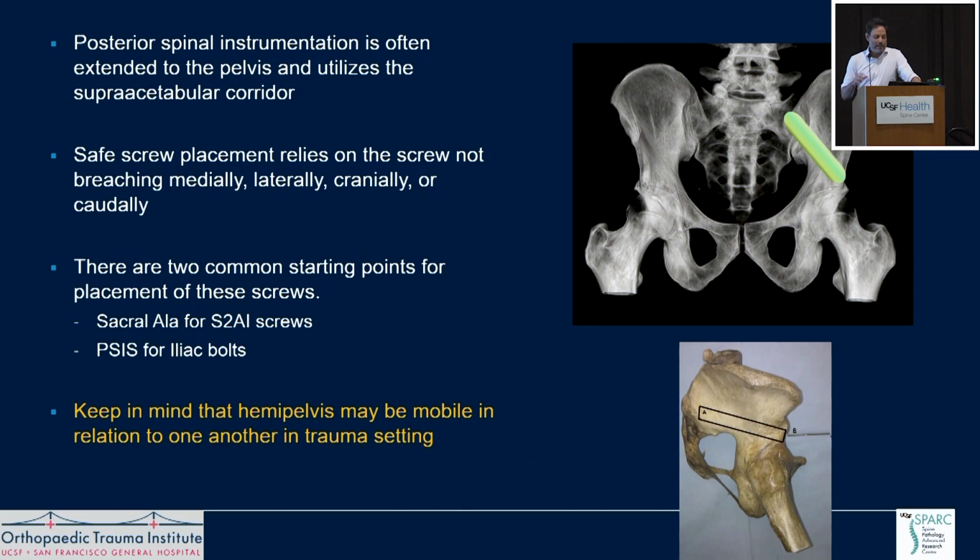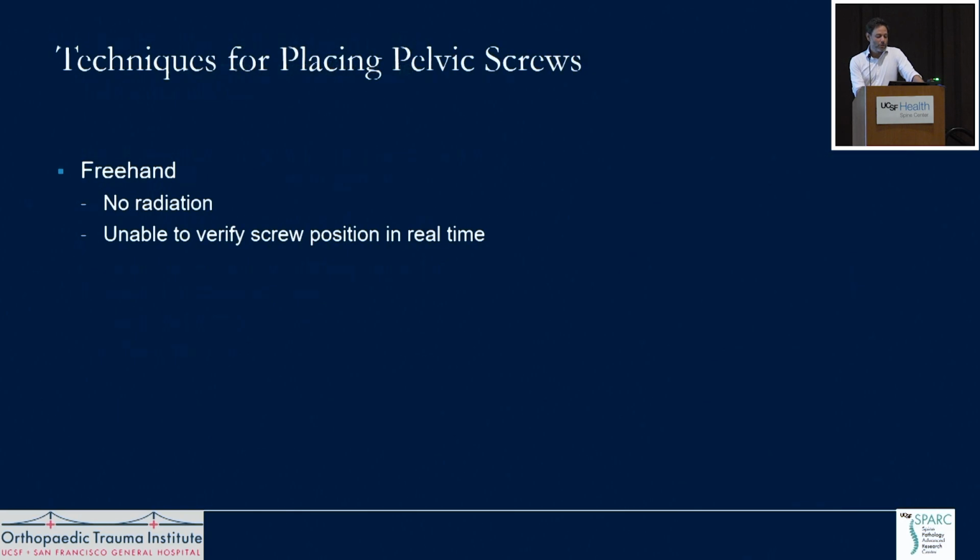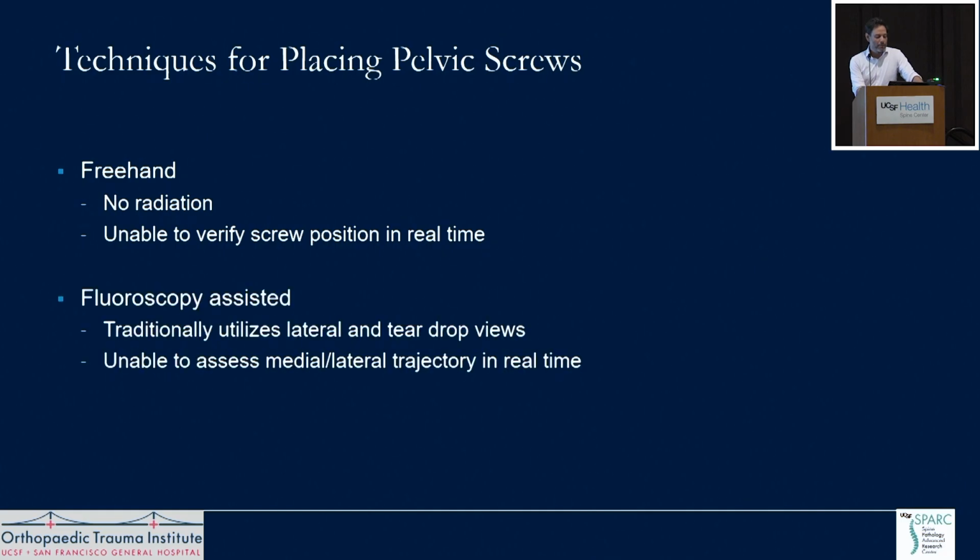But in the trauma setting, we need to keep in mind that the hemipelvis may be mobile. They may be mobile in relationship to one another when you're putting these screws in. So the different options that we have are freehand. It's radiation free. You're palpating for the greater trochanter. You don't have any real-time guidance. You need to account for the patient's habitus.